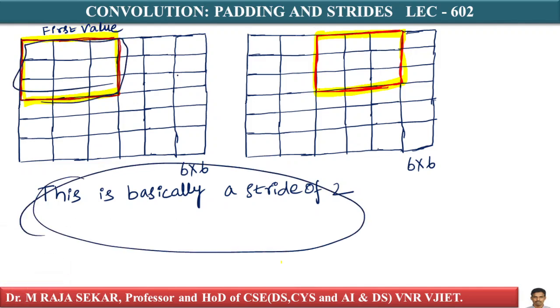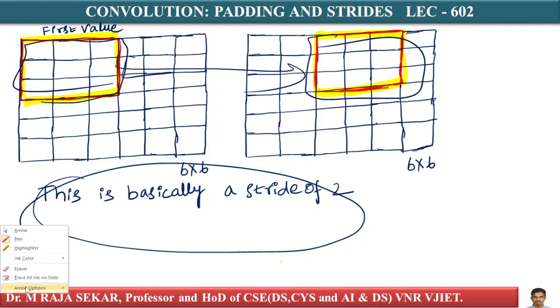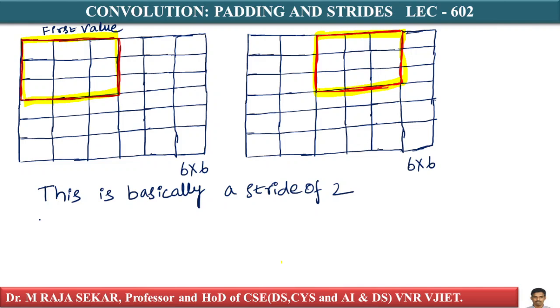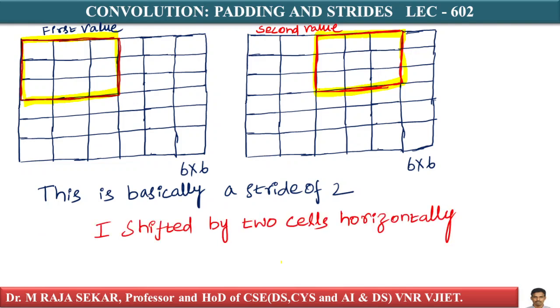Just observe how this 3 by 3 kernel is moving. We are moving by 2 units, shifting 2 cells. Because of this position I get the first value, and because of this position I get the second value. I shifted by 2 cells; you are shifting by 2 cells horizontally.